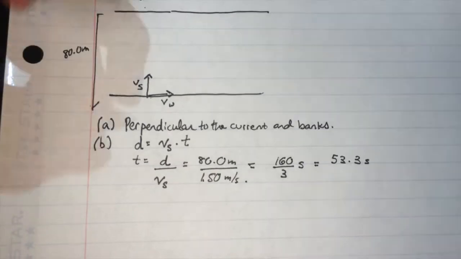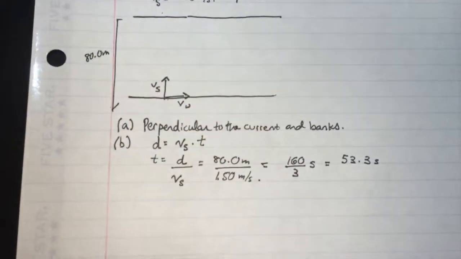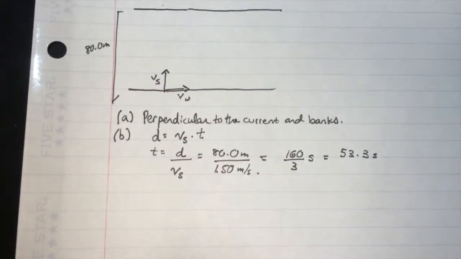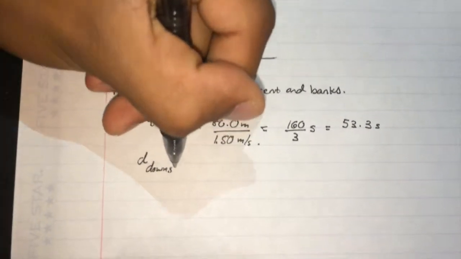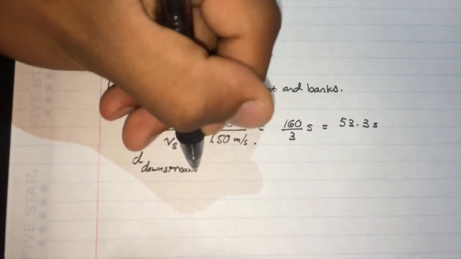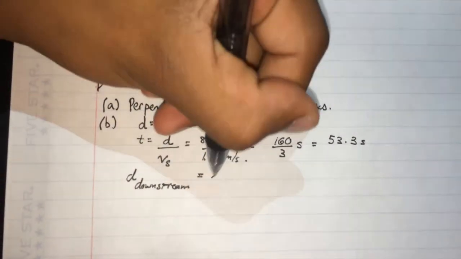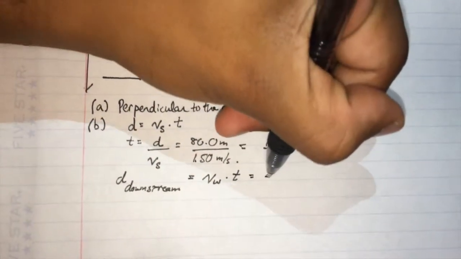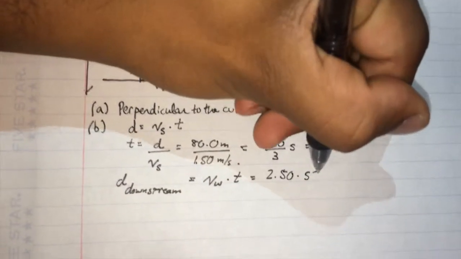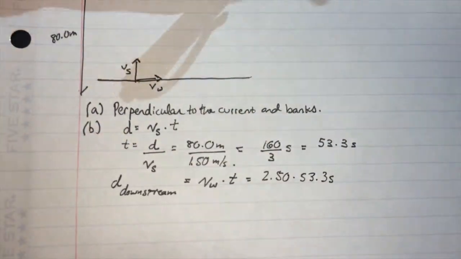Next, we will use this time to figure out how far downstream we move. I'm going to call this distance downstream because it's a different distance calculation. That's going to be equal to VW times the time. So that's going to be 2.50 times 53.3 seconds.